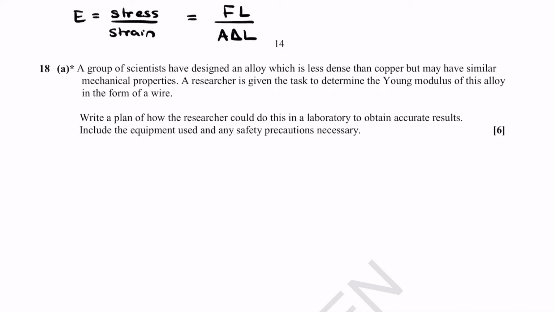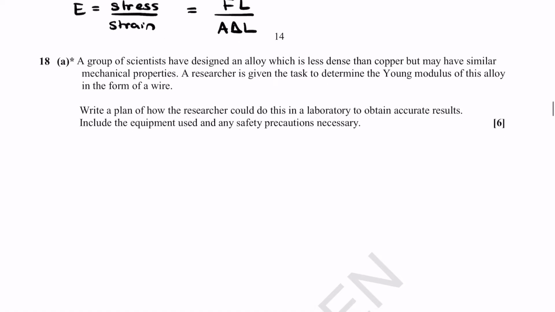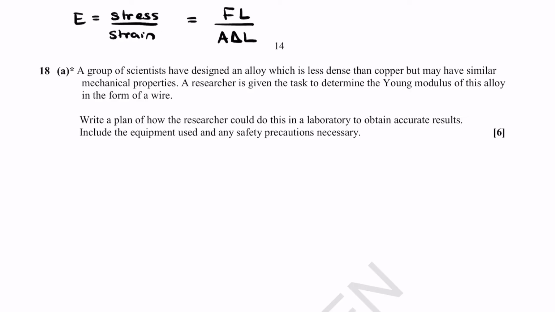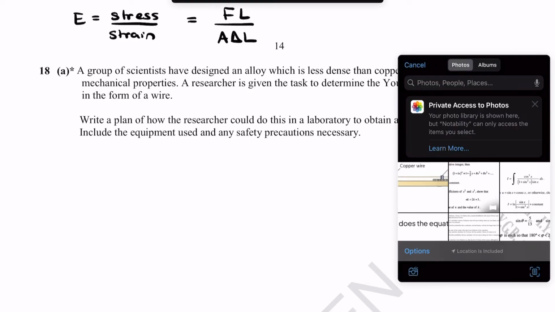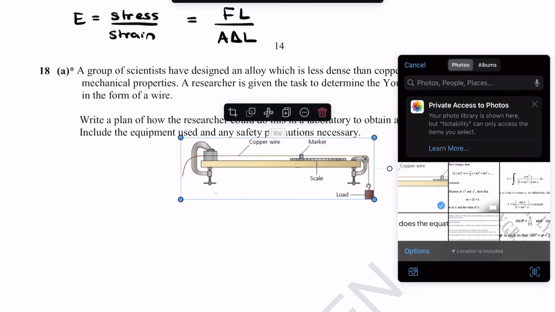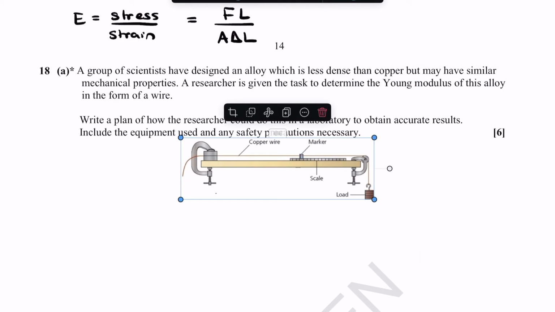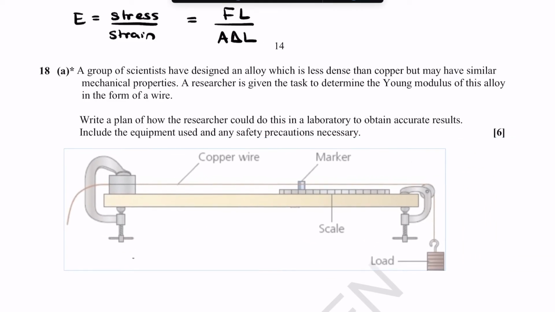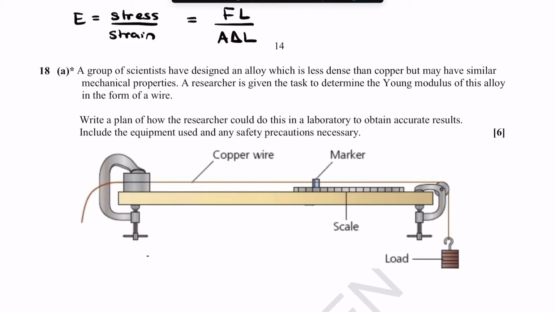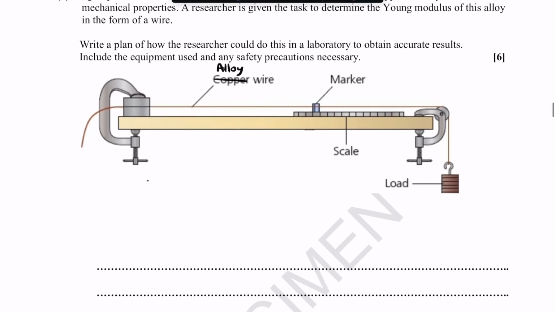And so we can, let's get a drawing for this. I'm not good at drawing, so I'm just going to try and get a diagram there. Okay, there we go. That will do the job. So instead of copper wire, I can just say the alloy wire that we are trying to study.